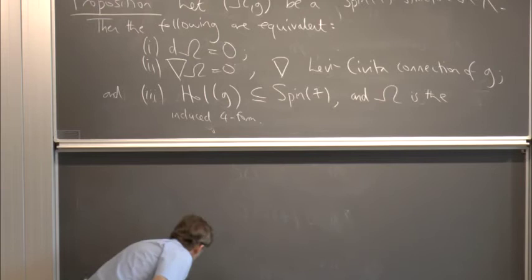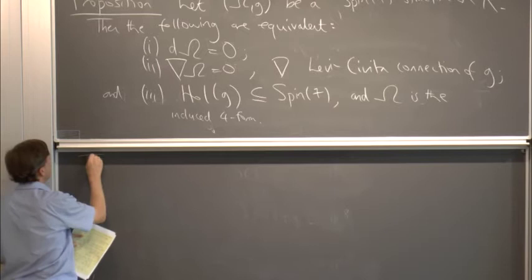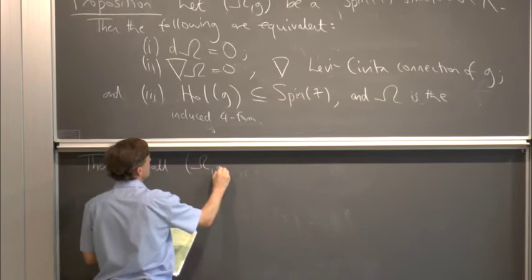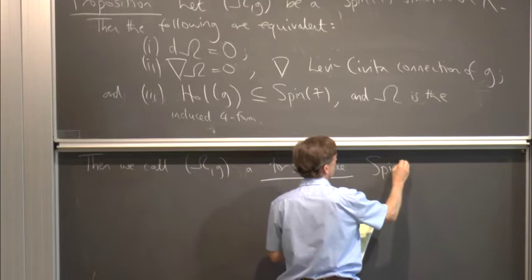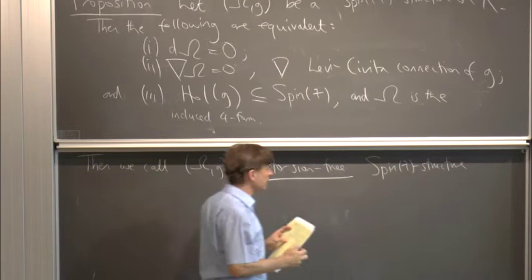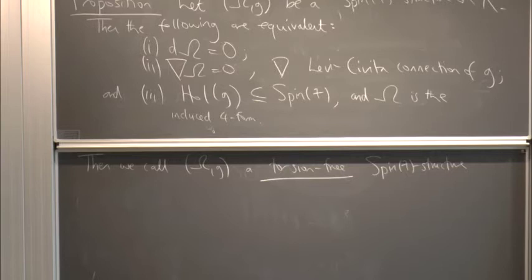Okay, so if all of these hold, then we call (X, Ω, g_Ω) a torsion-free Spin(7) structure. So this agrees with the notion of torsion-free G-structures I explained when we were talking about G-structures.